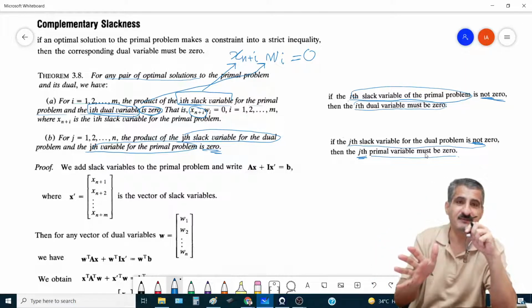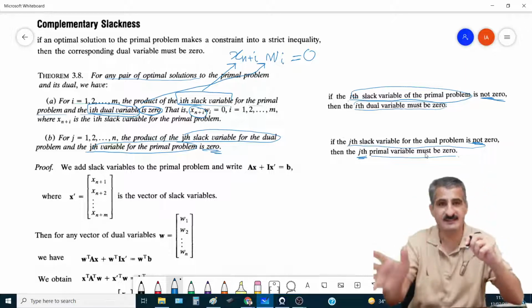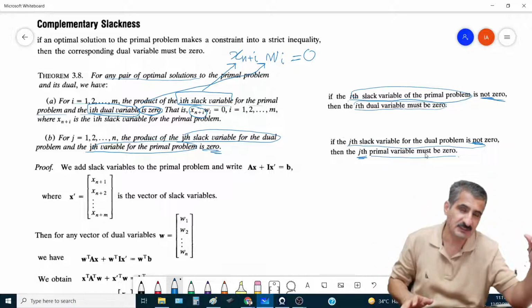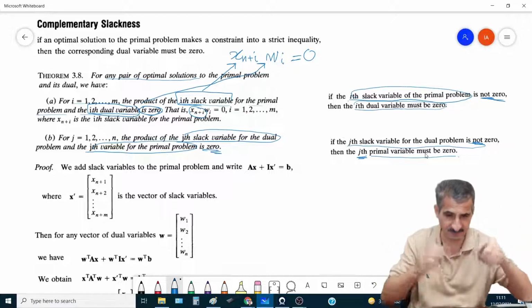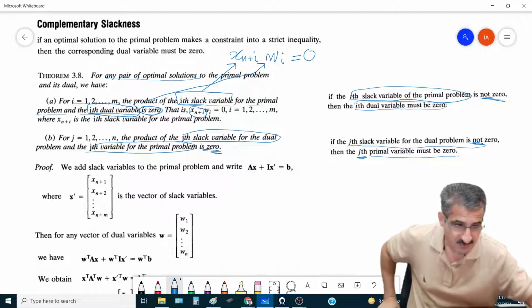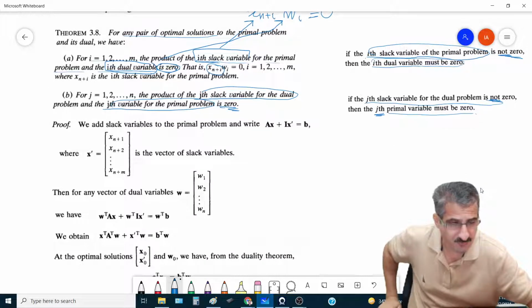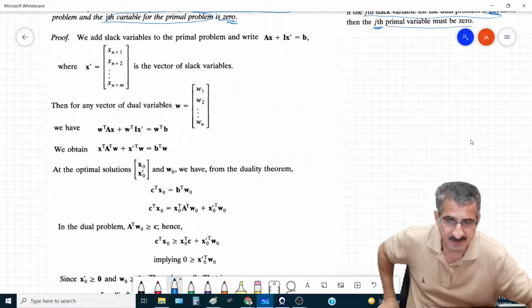It's about the ith slack variable and the ith dual. The ith slack in the primal, and the ith variable in the dual. One of them must be 0. We go both ways. Okay. So what is that good for? We will see. Let us prove the theorem.